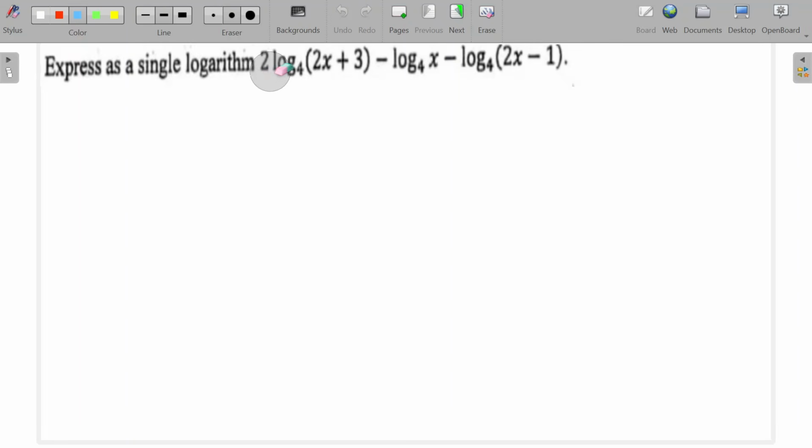We have 2 log base 4 of (2x + 3), minus log base 4 of x, minus log base 4 of (2x - 1). So this is a logarithmic expression, and they want us to represent it as a single logarithm. So what you do is this.